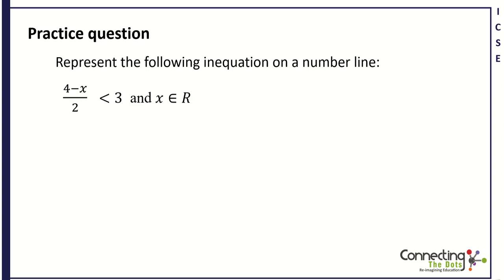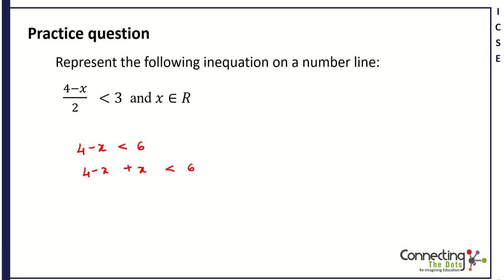So let's start with some practice questions. Multiplying both sides of the inequation by a positive number does not change the inequality sign. Remember the rule? So I will multiply both sides of the inequation by 2 and I will get this. 4 minus x is less than 6. I will add x to both sides of the inequation.